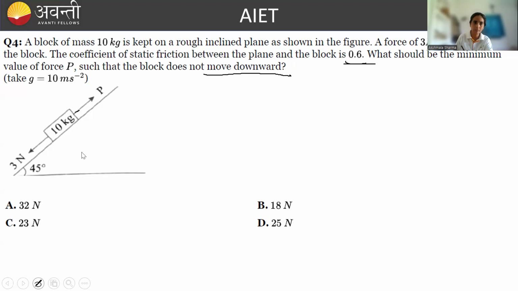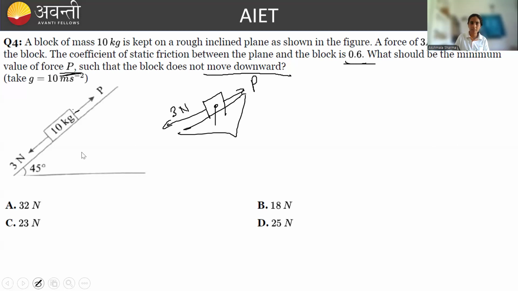P is acting upward. Gravitational force will act downward, and a force of 3 Newton is applied on the block like this in the downward sense. And what should be the minimum value of P, such that the block does not move downward? So you just need to write the free body diagram. If you write here, the first thing is: on the 10 kg block, P acts in this direction, and here 3 Newton external force is acting.